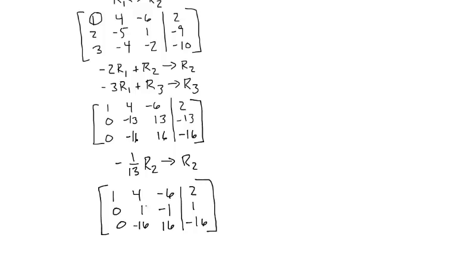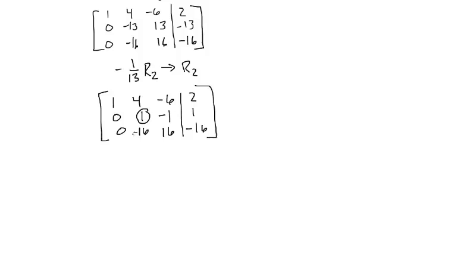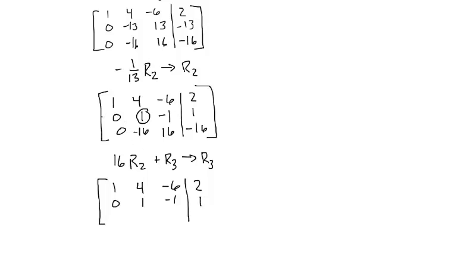And now we're going to use row 2 as our pivot row. And we're going to try and create a 0 where this negative 16 is underneath our 1. So we're going to have 16 times row 2 plus row 3, and we're going to put that back in row 3. So we get row 1 staying the same. Row 2 stays the same. And now in row 3, we're going to multiply row 2 times 16 and add it to 3.